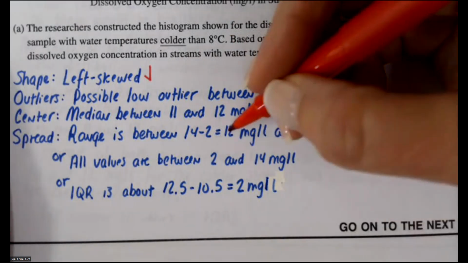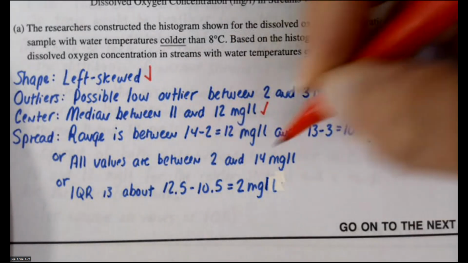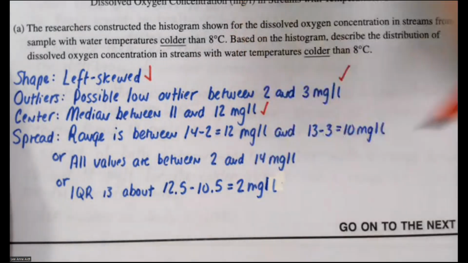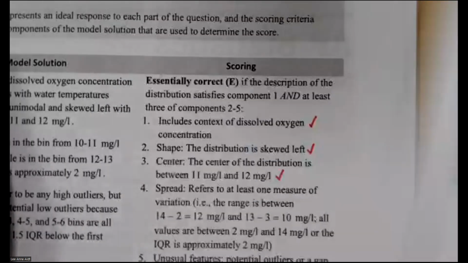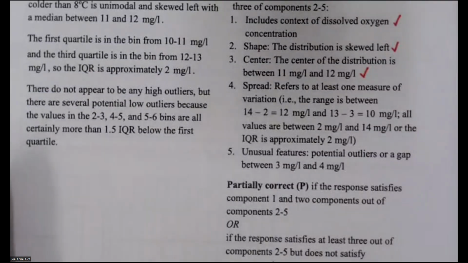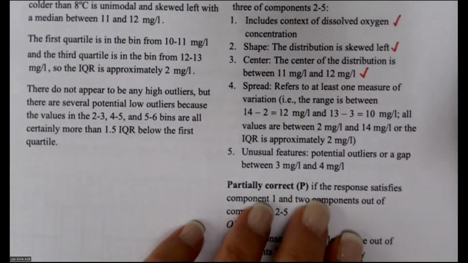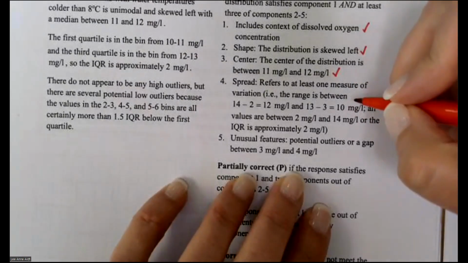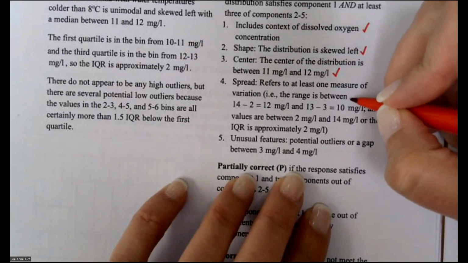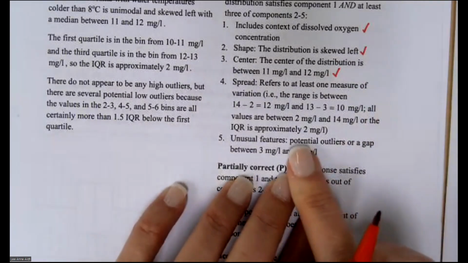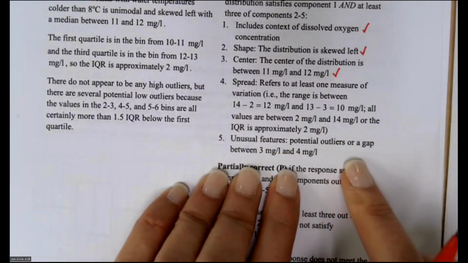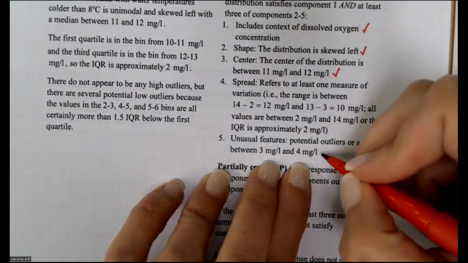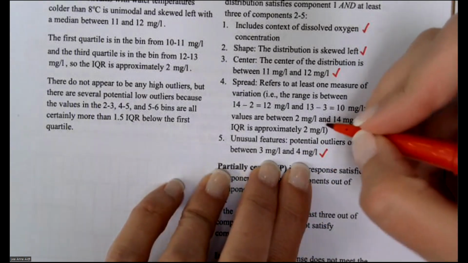You could just say 12 and 10. You could just say 2 and 14, and you could just say 2. You don't have to put the subtraction in there. And then you need to say there was a potential outlier or a gap or something between 3 and 4, which I'm sure you all did.